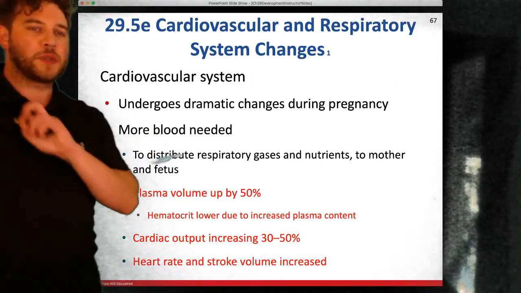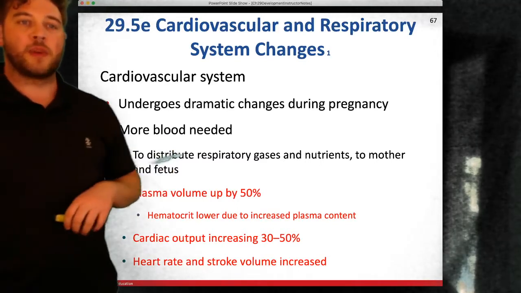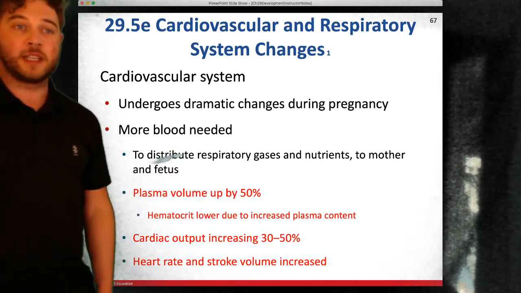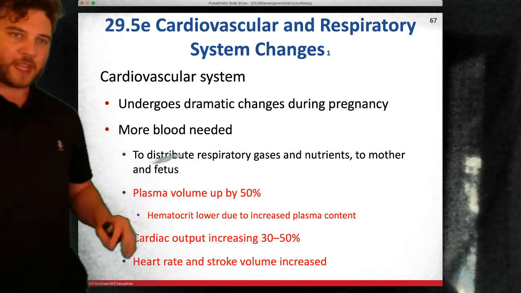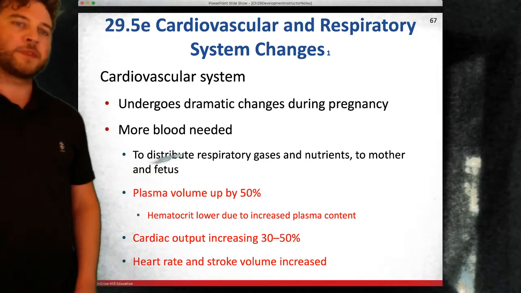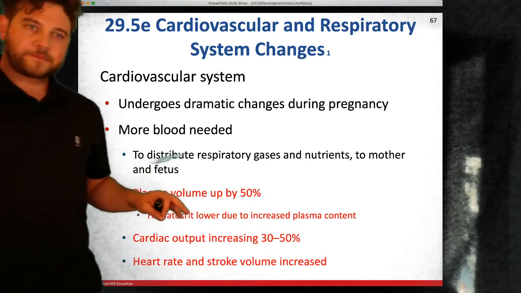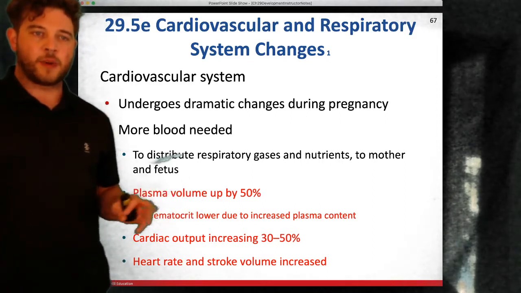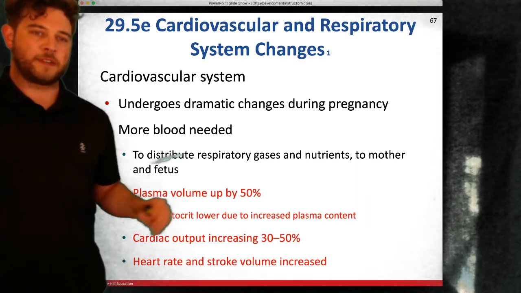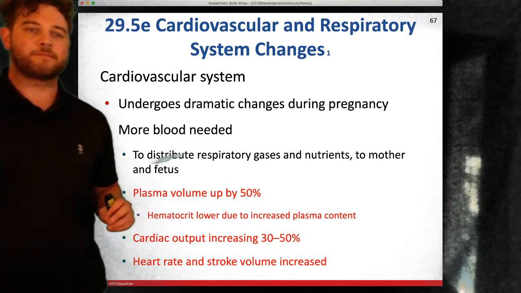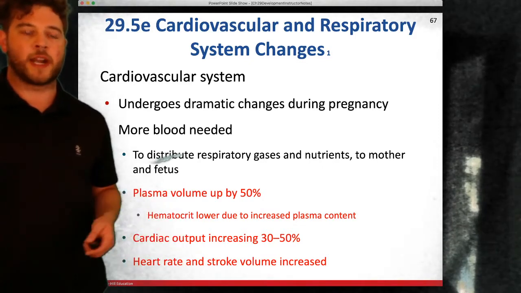Okay, cardiovascular and respiratory system changes then. The cardiovascular system undergoes dramatic changes during pregnancy because of the extra blood that's needed and the distribution of respiratory gases to the mother and the fetus. The plasma volume will increase by 50%. Hematocrit then becomes lower because you're increasing your plasma content, your water content. The cardiac output will increase by 30 to 50% to make up for that. And the heart rate and stroke volume will increase as a function of cardiac output.